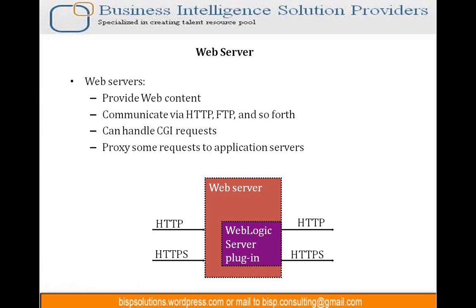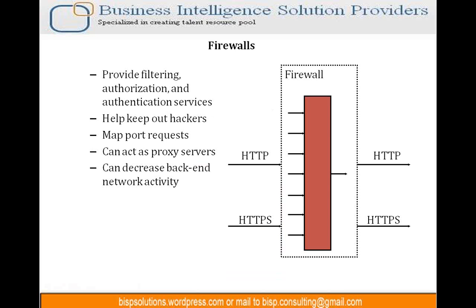And the firewall, you generally might know in real time in your organization. The firewall is one of the resources to filter authorization and authentication services, and to help keep out hackers. It can act as a proxy service and can decrease backend network activity. So it would filter the requests that come onto the resources on the other side of the architecture.